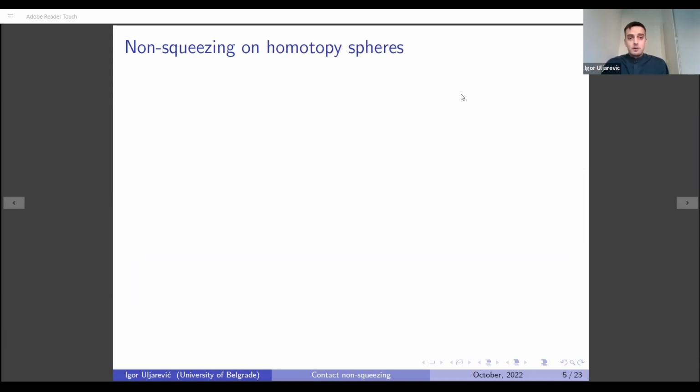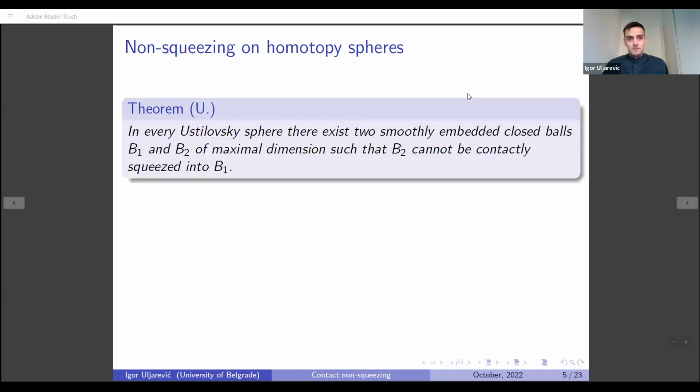A consequence of my work is non-squeezing on Ustilovsky spheres. Ustilovsky spheres are contact manifolds that I'm going to define after I state the theorem. So in every Ustilovsky sphere, there exist two smoothly embedded closed balls of maximal dimension, such that one of them cannot be contactly squeezed into the other. Those balls are really balls. They are not balls times S^1. And of course, in the smooth category, an embedding of any closed ball can be made arbitrarily small by a smooth isotopy.